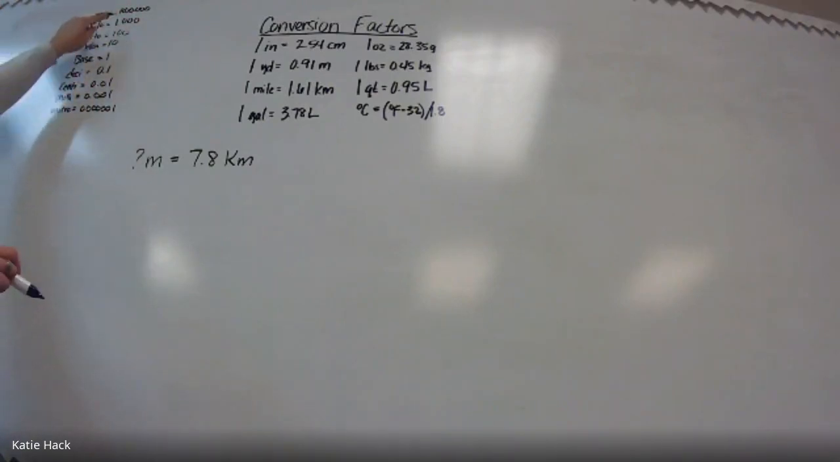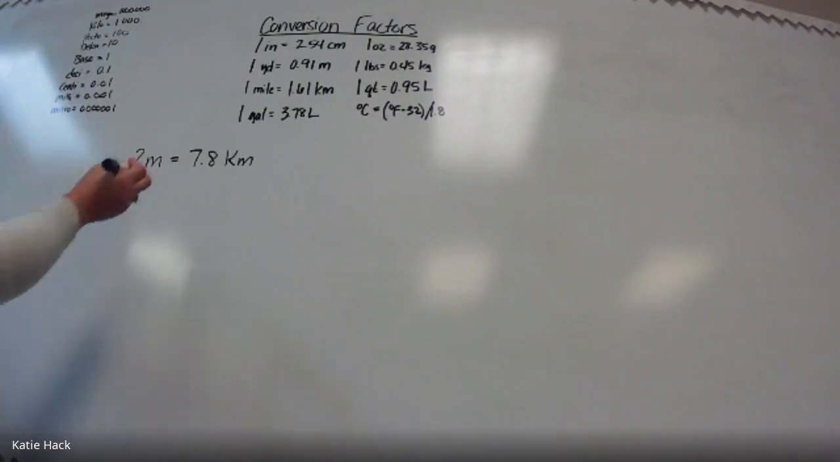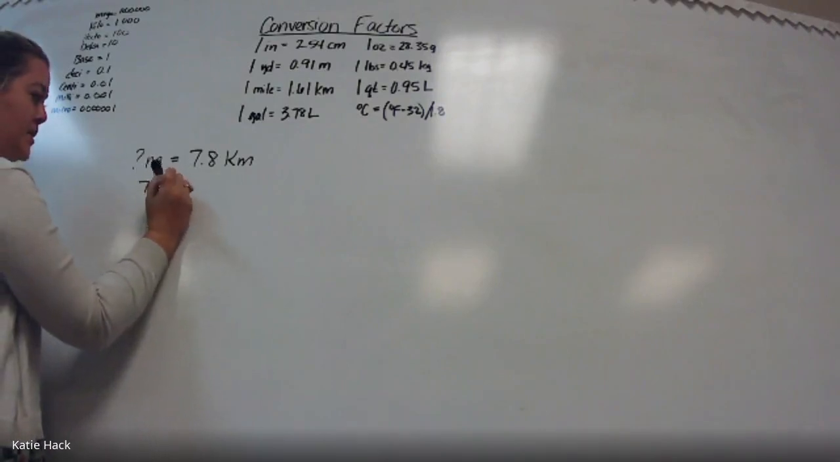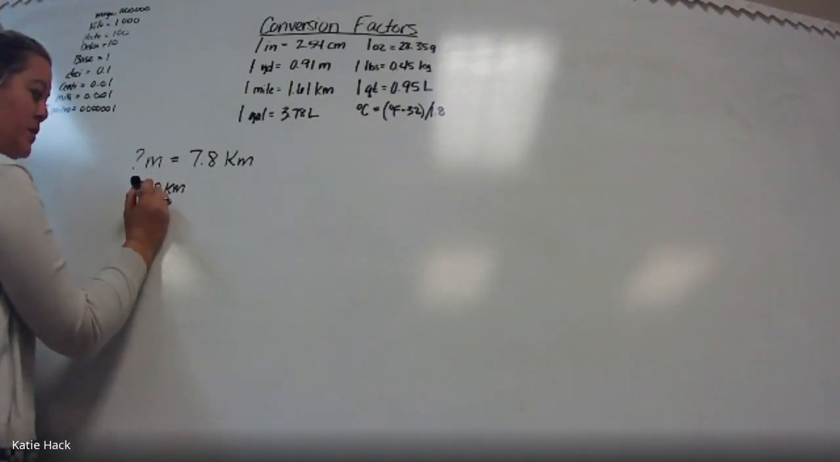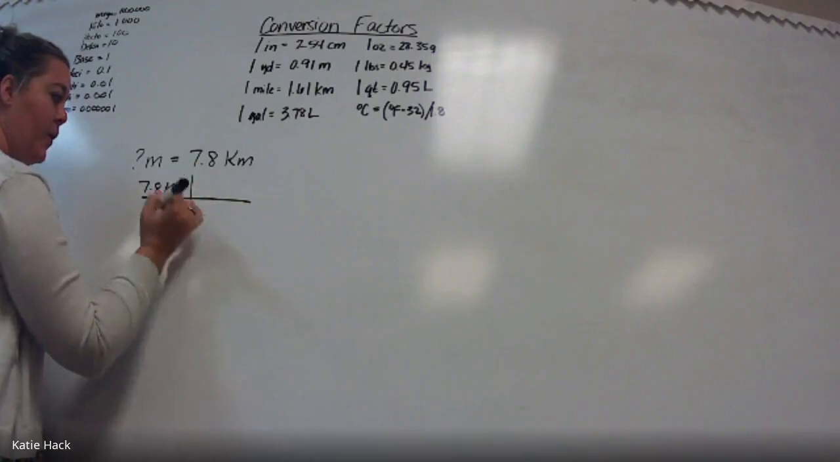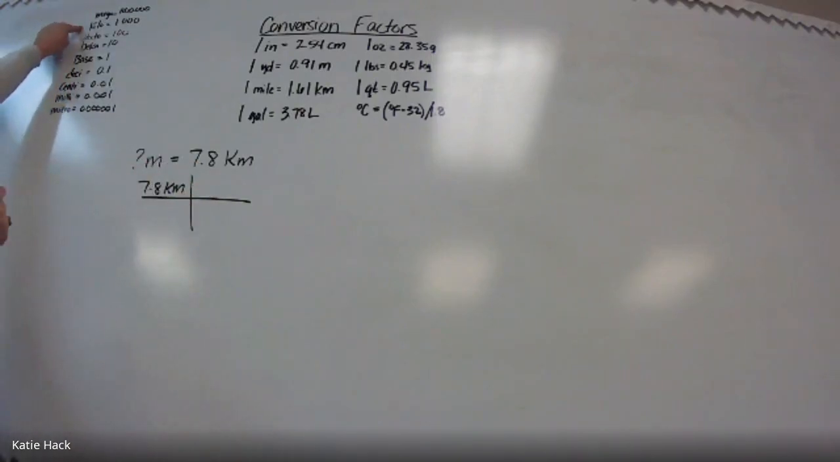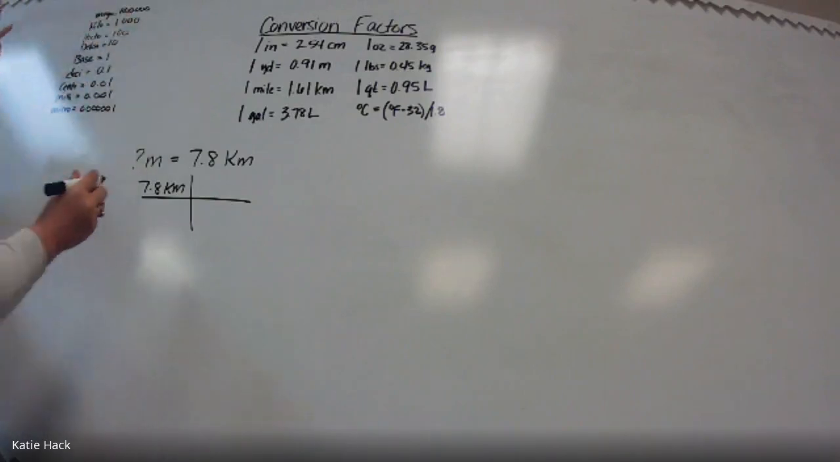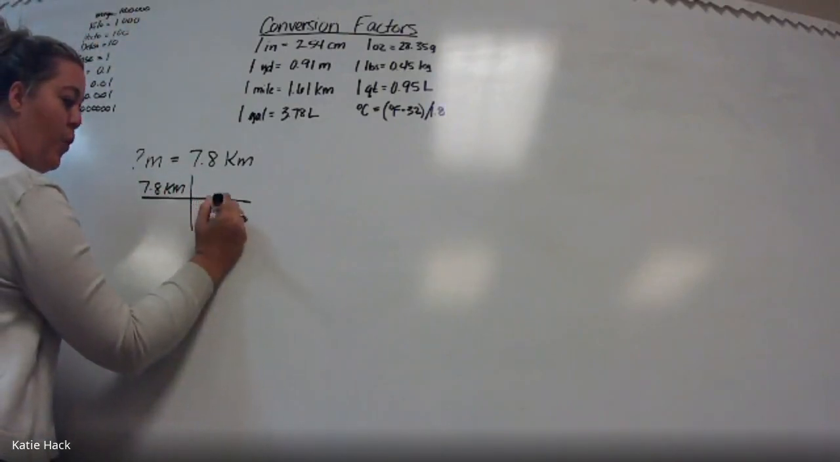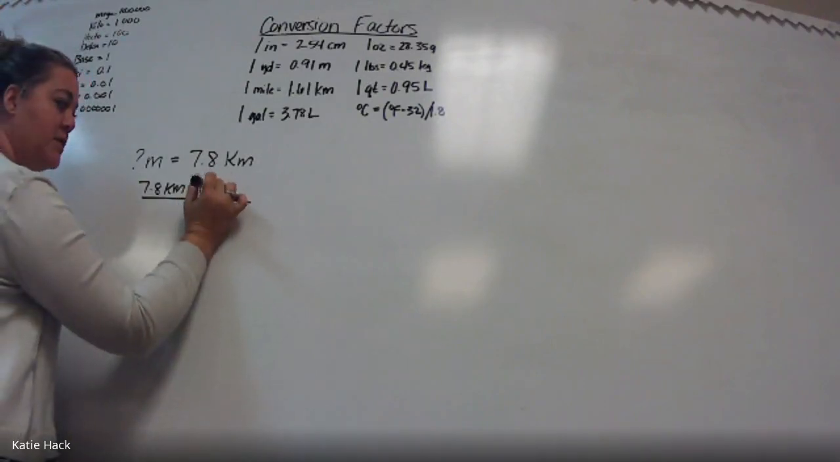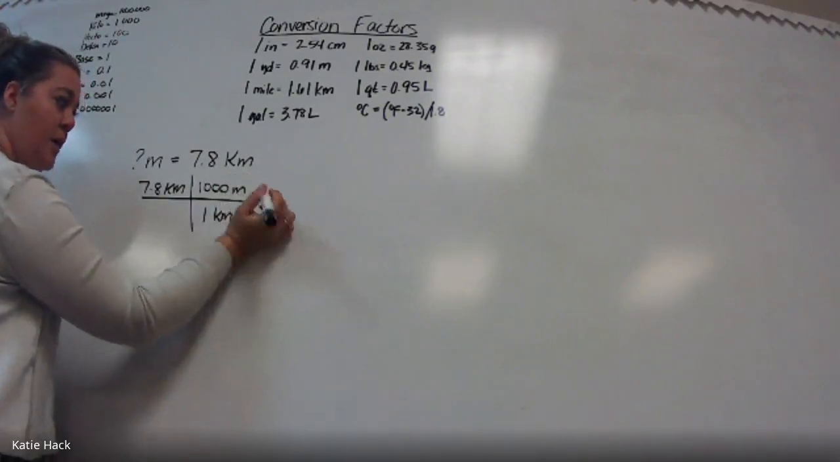So there are 1,000 meters in 1 kilo. All right, so we start with 7.8 kilometers. And we want to get rid of kilometers. And we look up here. So 1 kilo is 1,000 meters. So we put 1 kilo on the bottom. And we put 1,000 meters on the top.